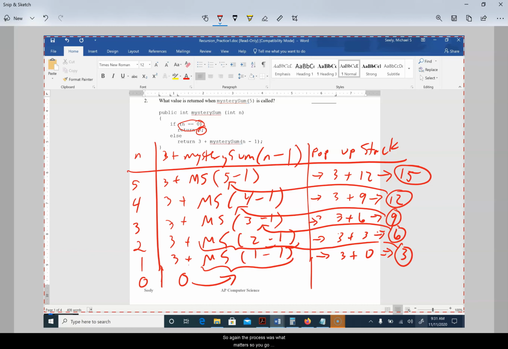So again, the process was what matters. So you go through here and you just plug through the code. It isn't equal to 0 until down here, but then you got to run all these, so make sure you write them all out and then pop back up the stack, okay? So that's where that is. So, all right, let's do the next one.